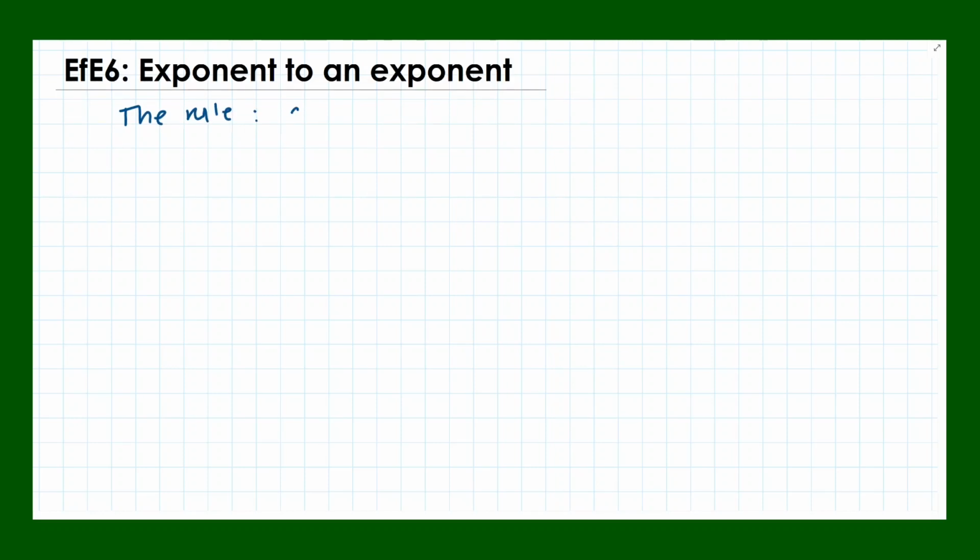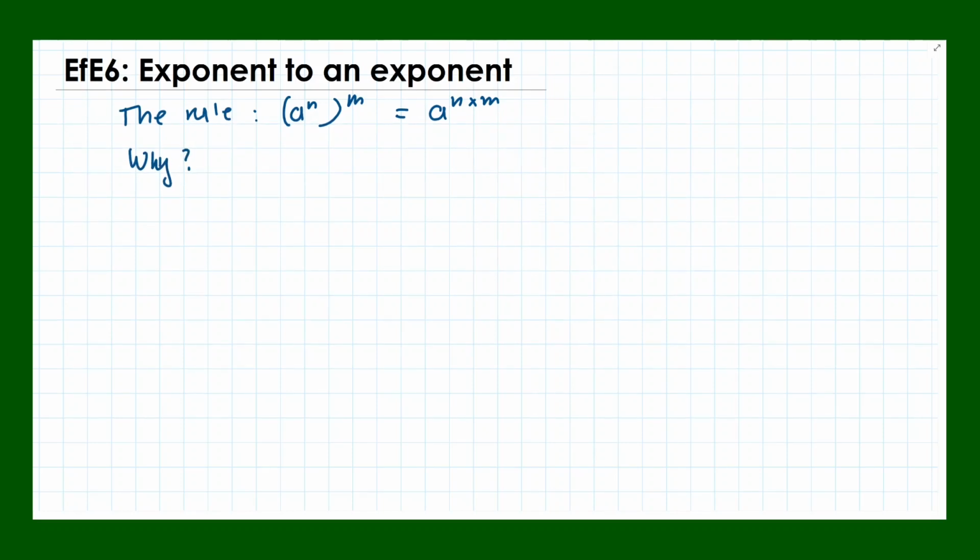Well, a number to a power, and I'm raising that to another power, I'm keeping the base and I'm multiplying these two powers together. Right, so why? Why does that work? Why is that the case?